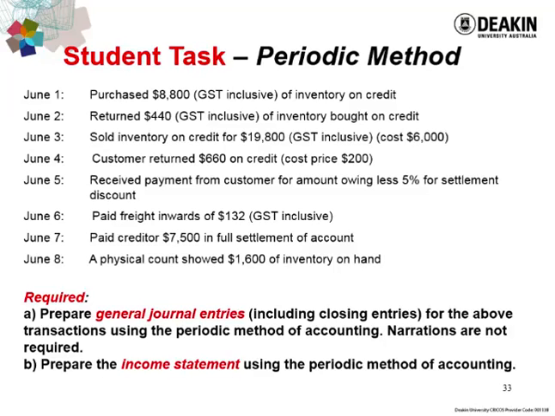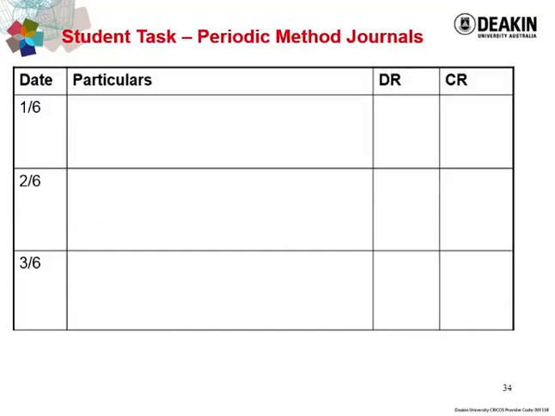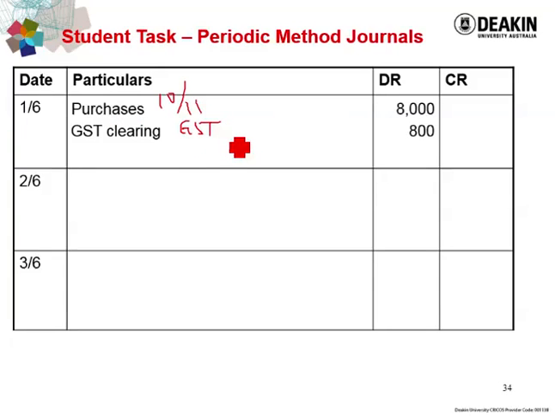Alright, using the same question from the previous student task, now we are required to record the transactions, including doing the closing entries using the periodic method. So let's assume that you have attempted this question. Okay, so on 1st of June, we purchased $8.8k GST inclusive of inventory on credit. We will debit purchases account, net of GST, so 10 over 11, and we debit GST clearing because we have GST recoverable when we purchase goods and services. So this is GST recoverable 1 over 11, and we will credit accounts payable with the GST inclusive amount, 11 over 11.